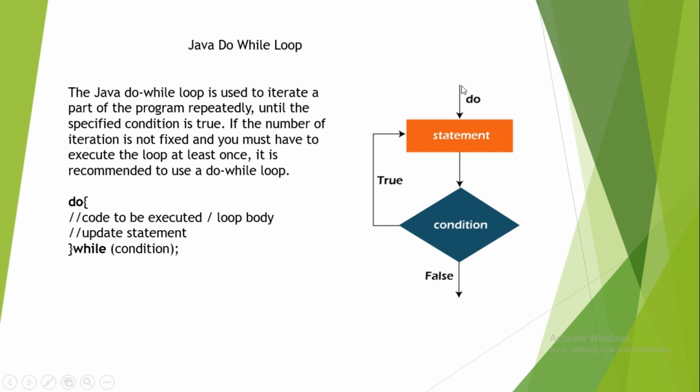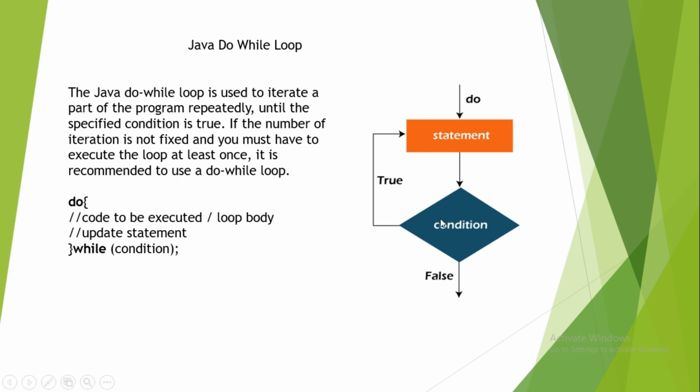If you see the flow diagram here, do this particular statement. If the condition is satisfied, that means it became true, then it will repeat the same statement again. Finally, if it becomes false, it will come out of the do while loop. So these are the two types of loops.